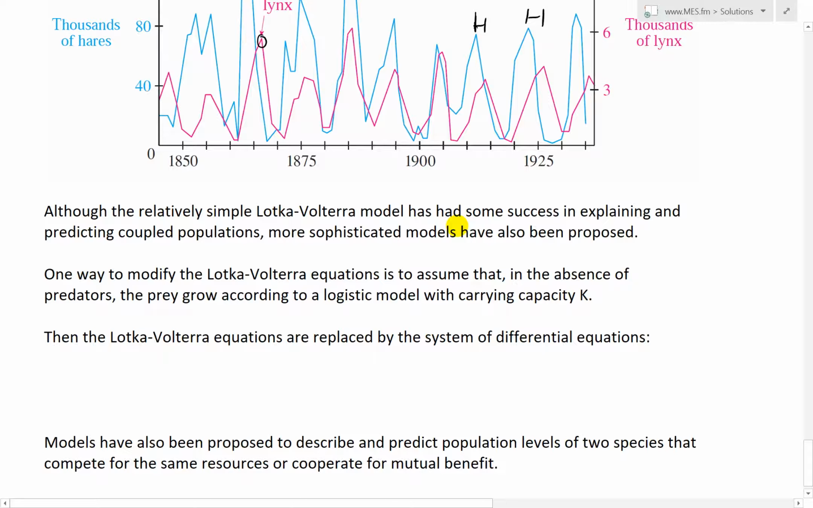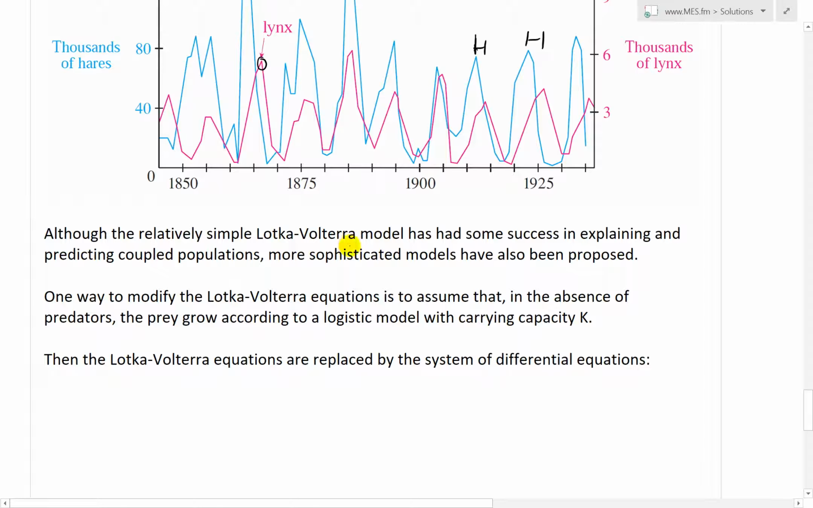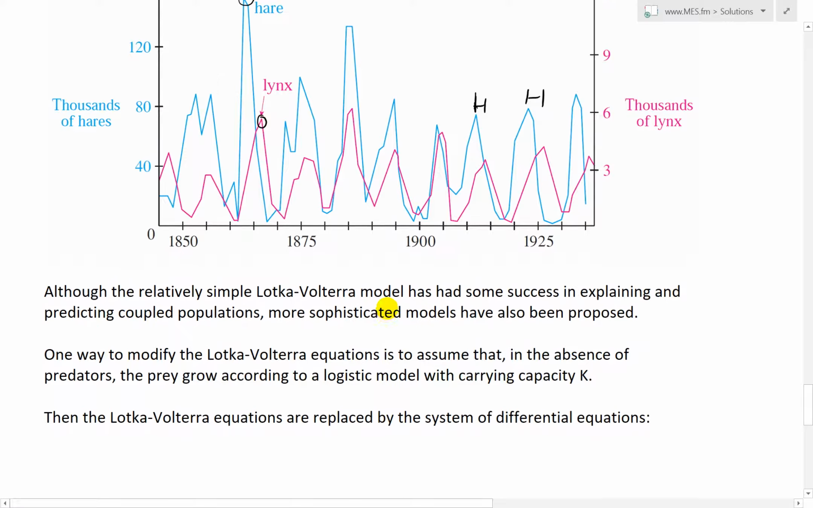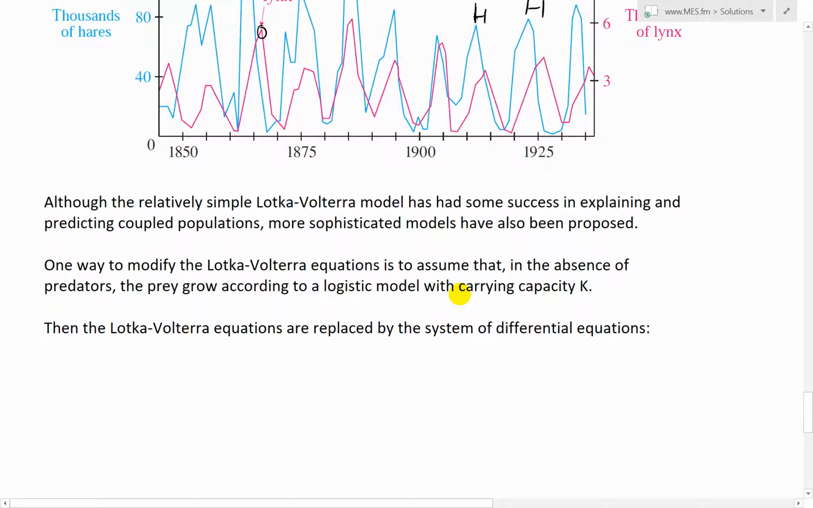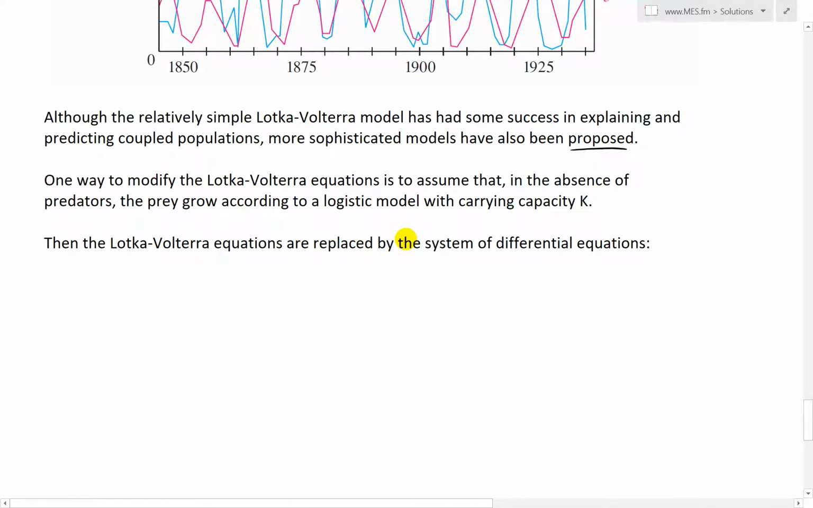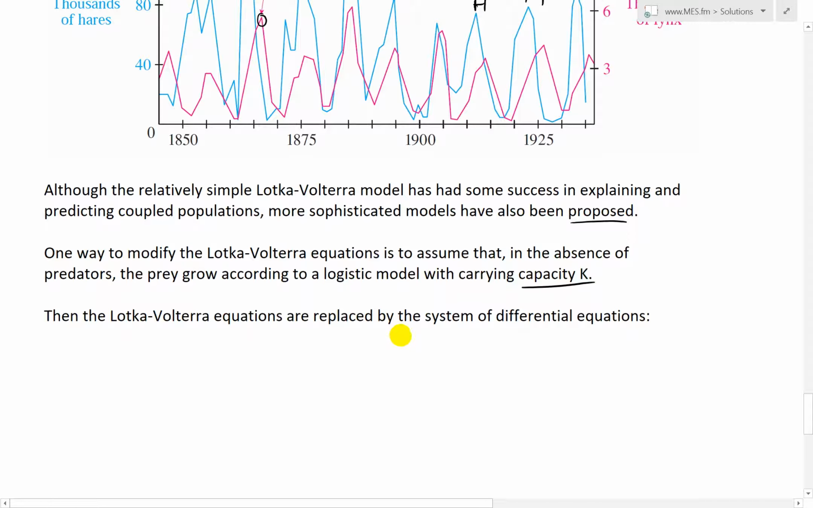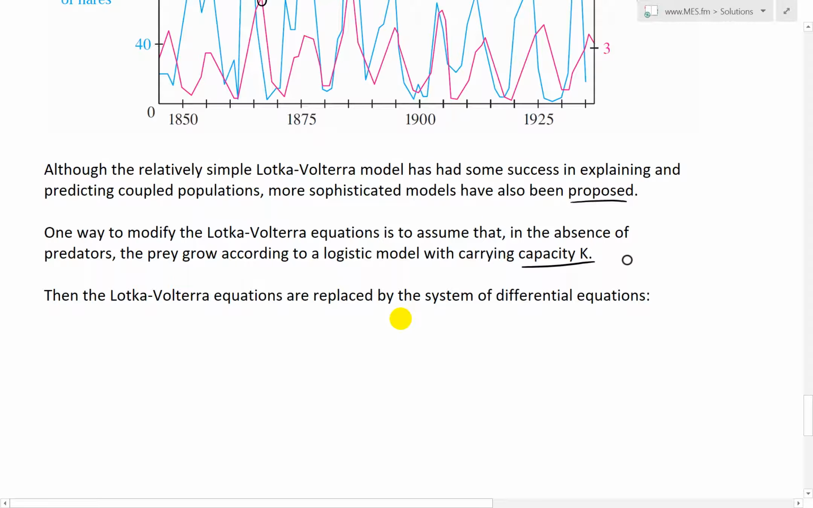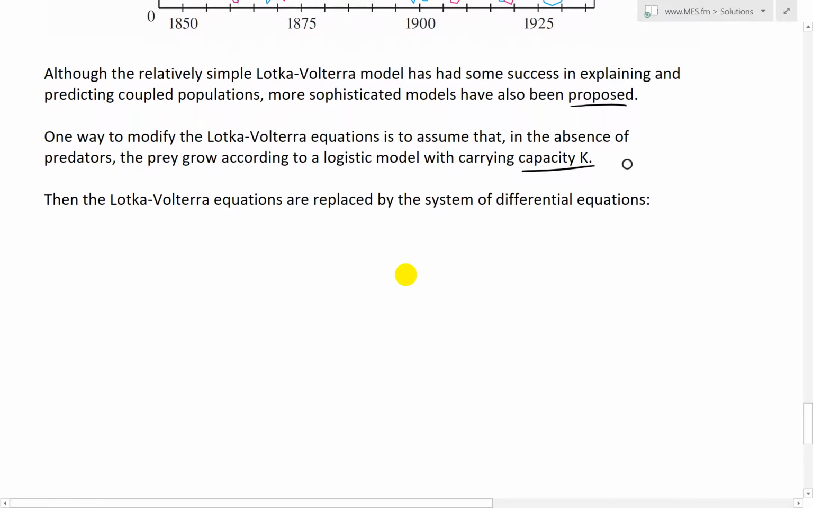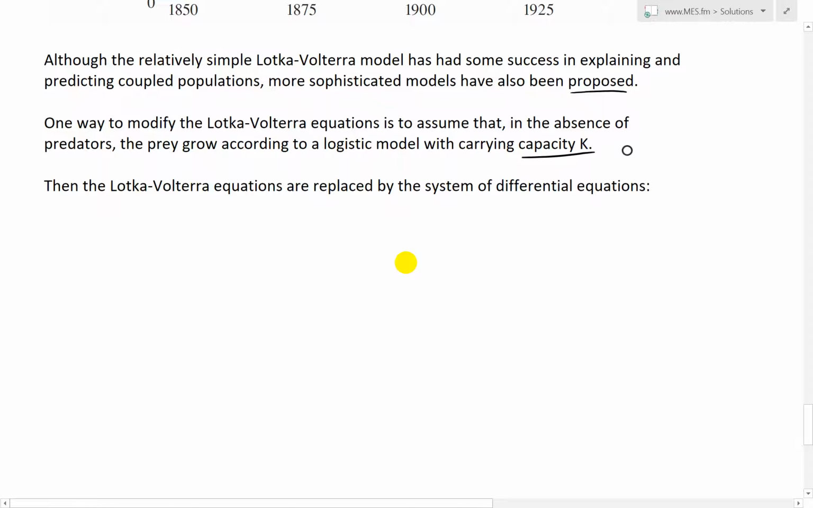Although the relatively simple Lotka-Volterra model that we were using, the predator-prey system that I've covered so far, has had some success in explaining and predicting coupled populations, more sophisticated models have also been proposed. One way to modify the Lotka-Volterra equations is to assume that in the absence of predators, the prey grow according to a logistic model with a carrying capacity K. So instead of using just that simple model, you could couple it with the logistic model that I've covered in my earlier videos.